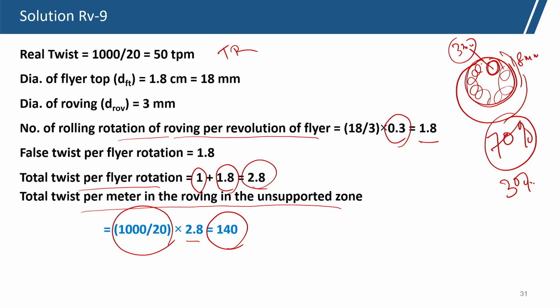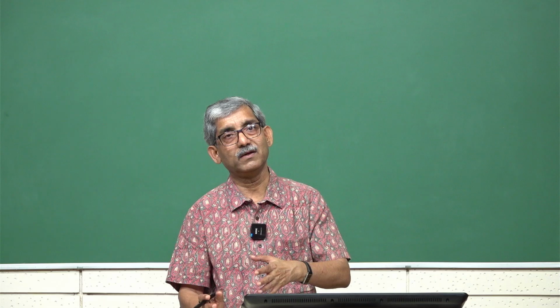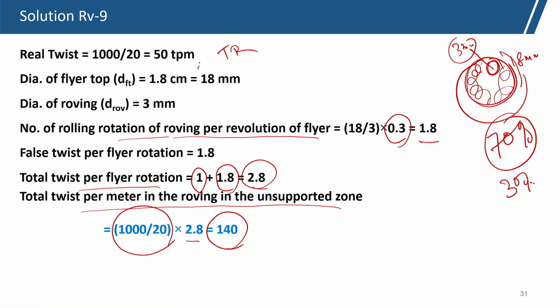So, that is what we are looking for. Effectively, the real twist will be 50 twist per meter, which will remain in the roving, but in the unsupported zone there will be very high twist that helps in the reduction of breakage.